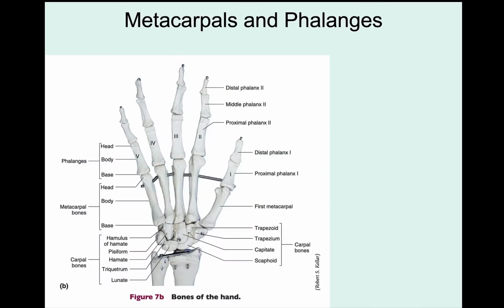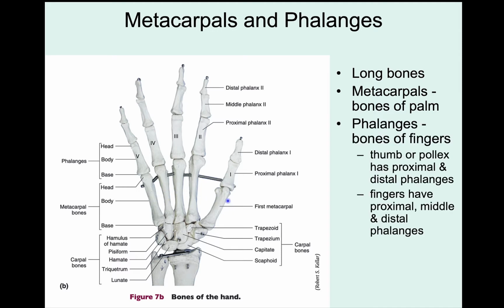On to our metacarpals and phalanges. Remember, these are long bones. They're longer than they are wide. Our metacarpals are the bones in the palm of our hand right here. Our phalanges, on the other hand, are the bones of our fingers.